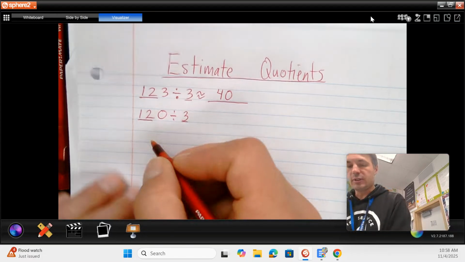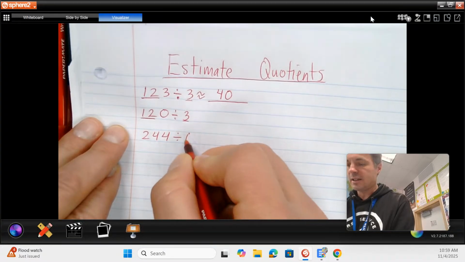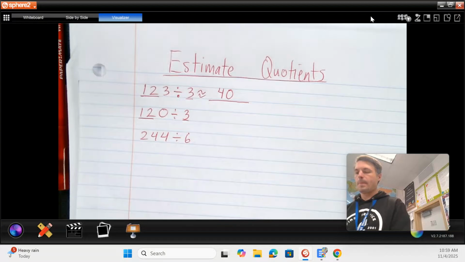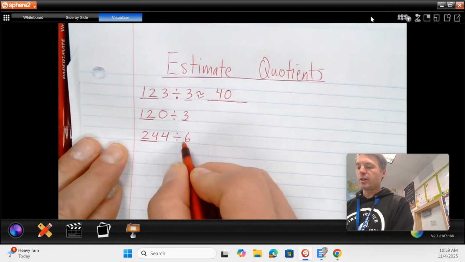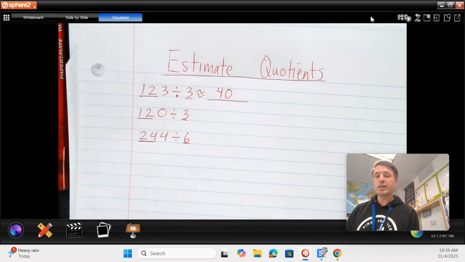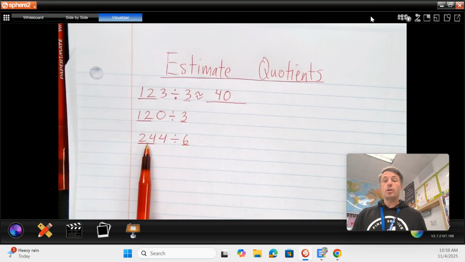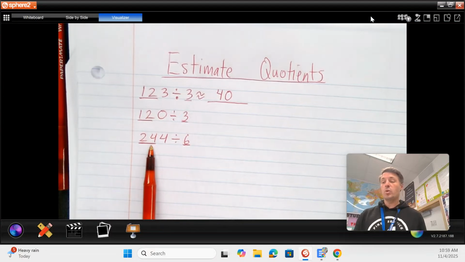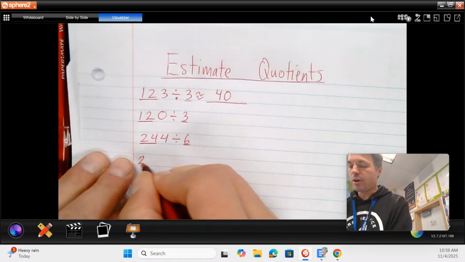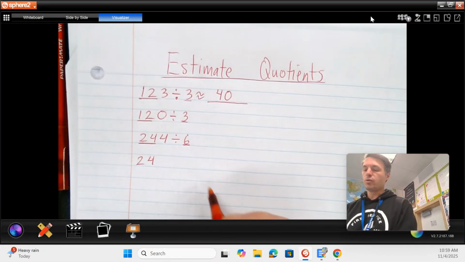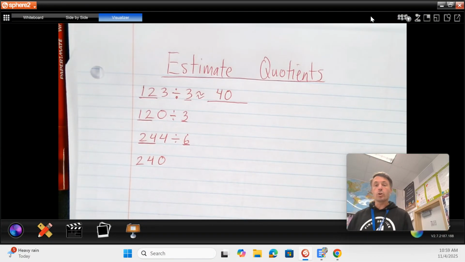Let's do another example. Let's say we have 244 divided by 6. So again, underline the first two digits here and look at them in relation to the 6 and think, what's the closest multiple of 6 to the number 24? Well, again, just like with 12 and 3, 24 is a multiple of 6. So we're going to keep that part of the number the same, and we're going to round this down to the tens place. So we're going to change 244 to 240.